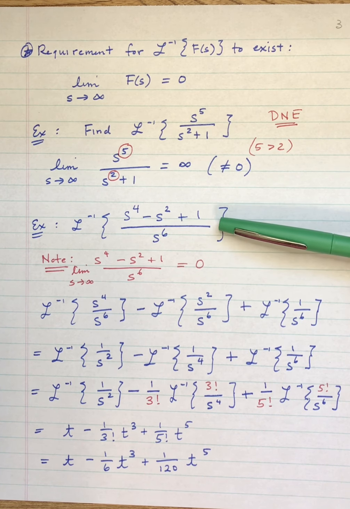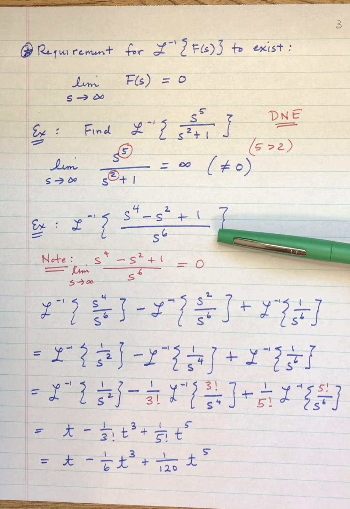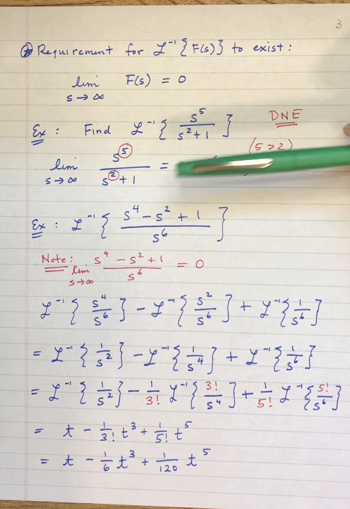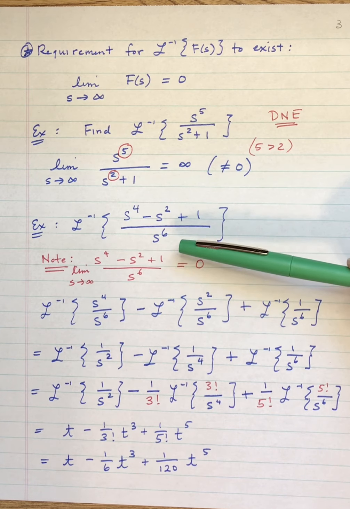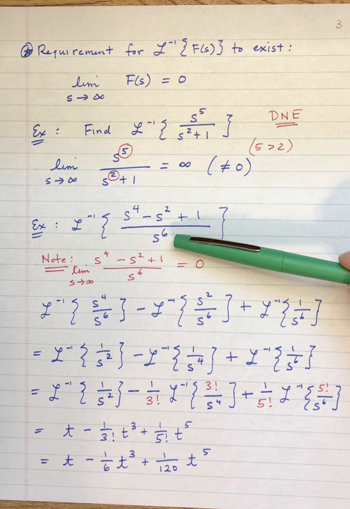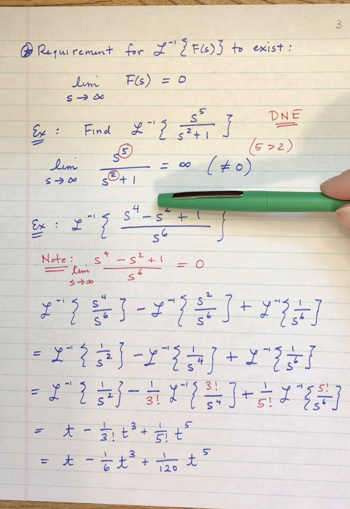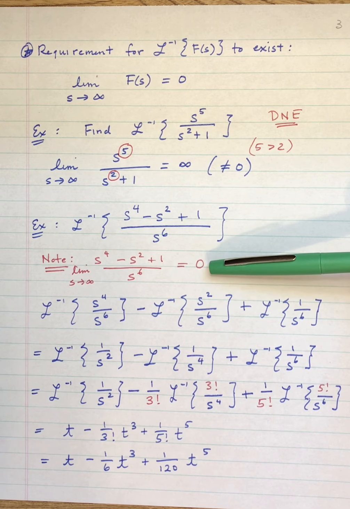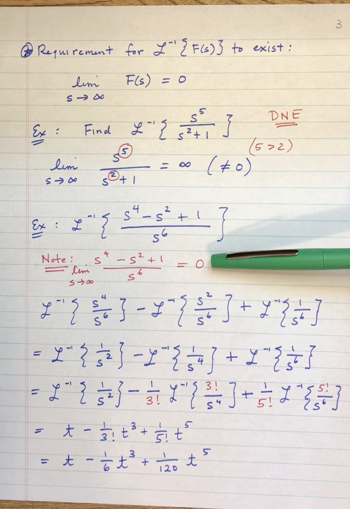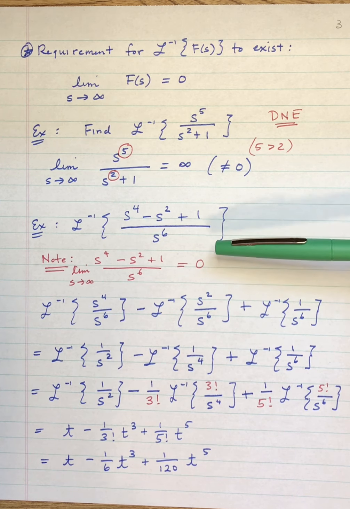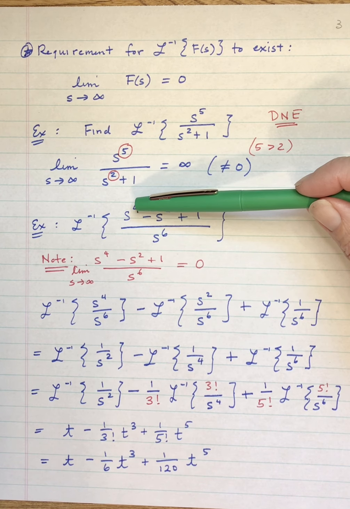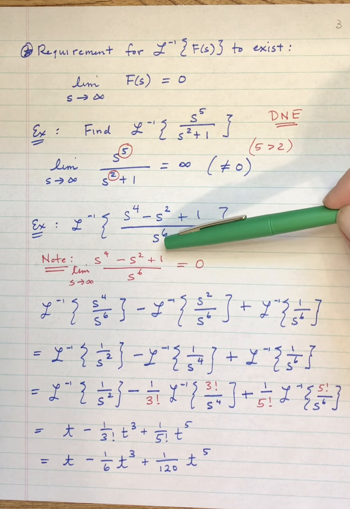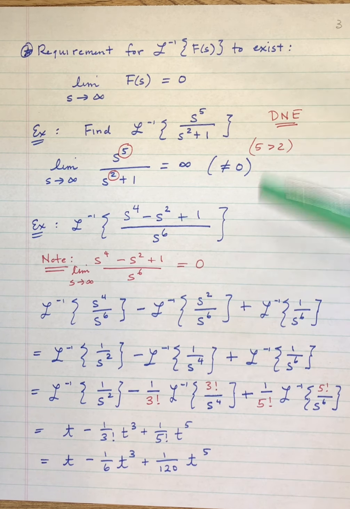All those have limits of 0. Now this one looks weird. Now we have the inverse Laplace transform of s to the 4th minus s squared plus 1, all divided by s to the 6th. Notice the highest power in the numerator is the 4th power, highest power in the denominator is the 6th power. So what do you think there? The numerator has a lower power than the denominator, so that will go to 0. You might remember L'Hopital's rule. You could apply that there, but you can just look at the powers. This would behave like s to the 4th over s to the 6th, or 1 over s squared.